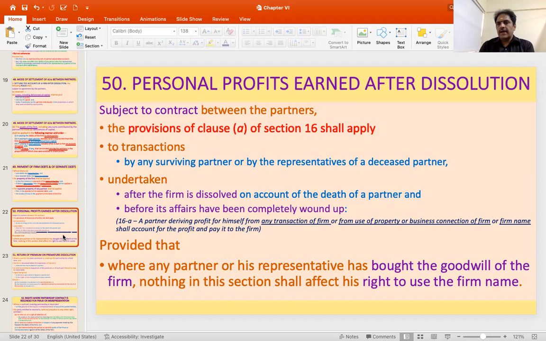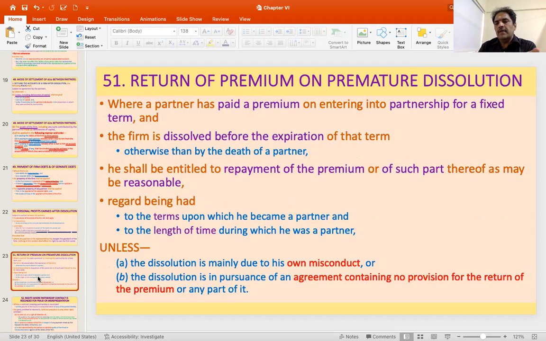So now someone dies, and the representative has purchased the goodwill of the firm, that is, the reputation of the firm for using the name and conducting the business, etc. If that has been purchased, there is no prohibition on that person from going and doing business, and whatever profits he is earning out of it need not be brought back into the firm because he has purchased it for consideration. That is the proviso to this personal profits. Otherwise, any personal profits made by the representative of the deceased partner have to be paid in, if it is done with the firm's name or firm's contacts or using the firm's property.